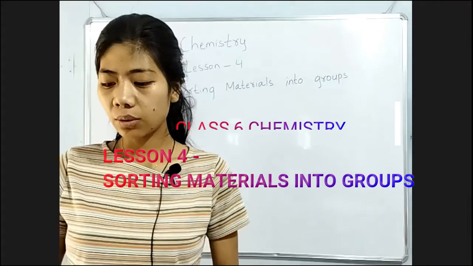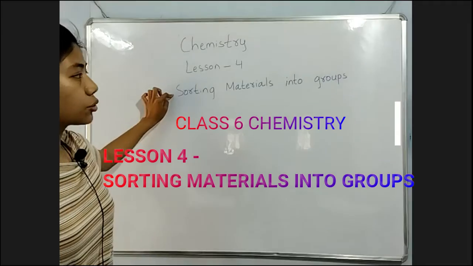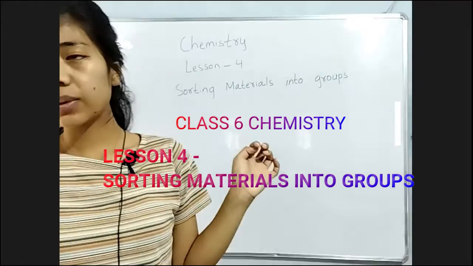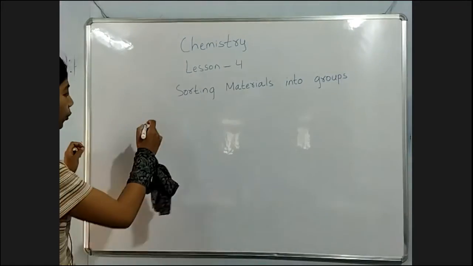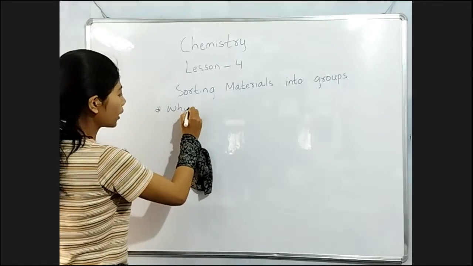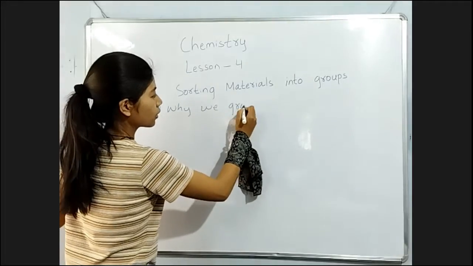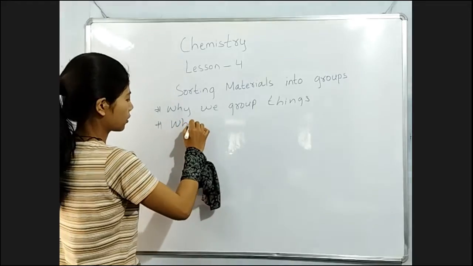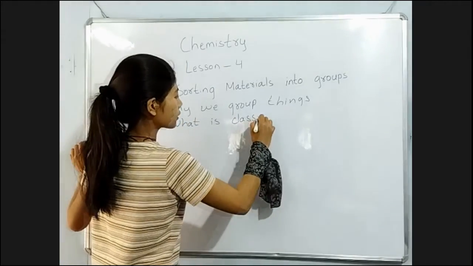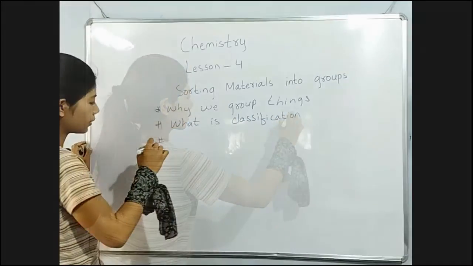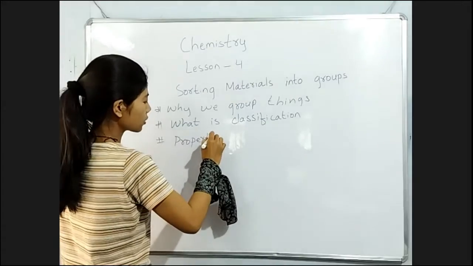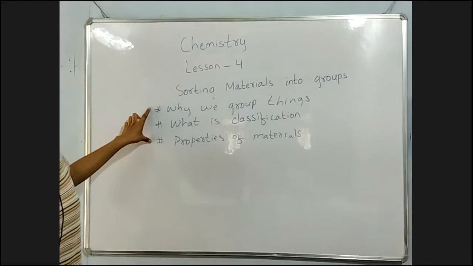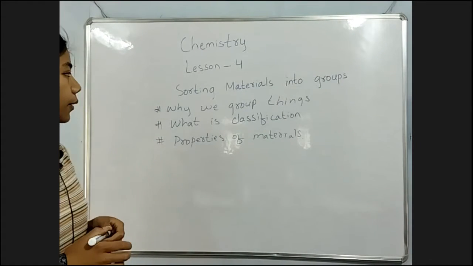Today we will discuss about sorting materials into groups. That is chemistry lesson 4. In this chapter, we will discuss why we group things, then what is classification, and the third is properties of materials. So these are the three topics that we are going to discuss in this chapter.